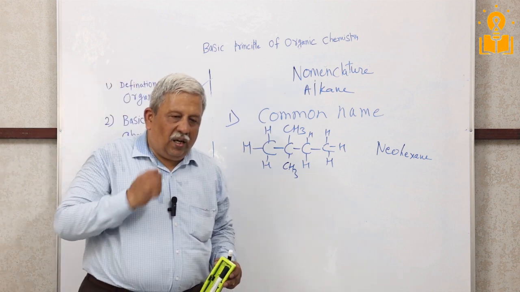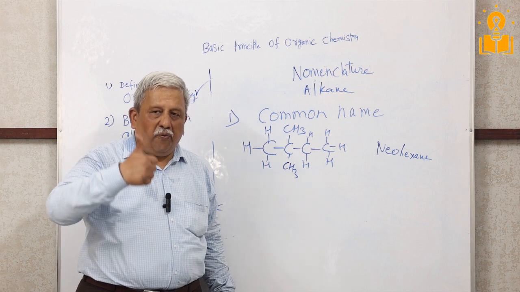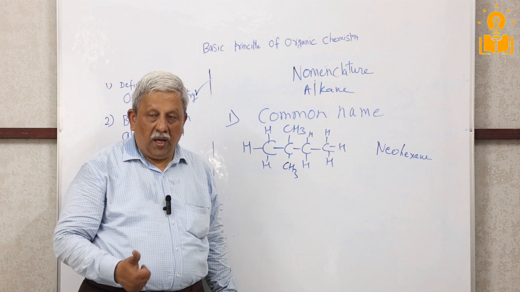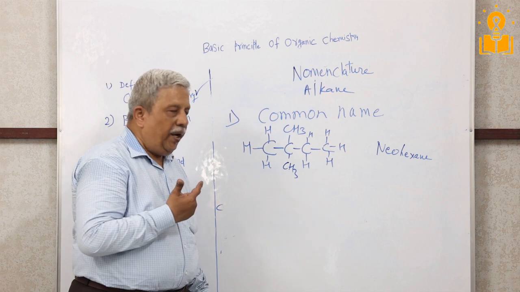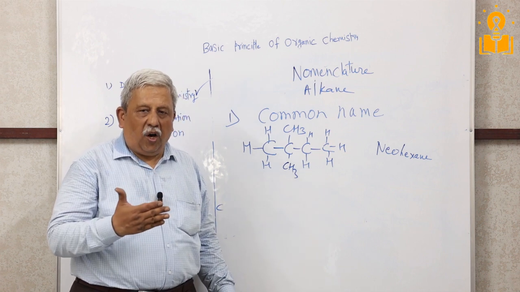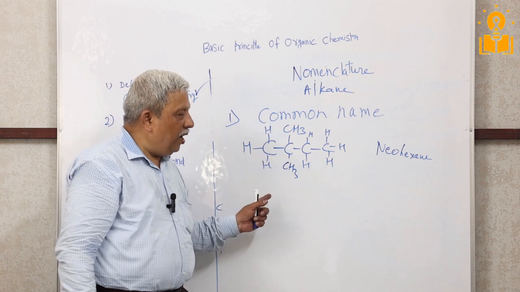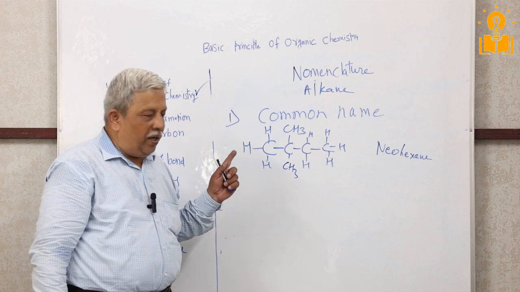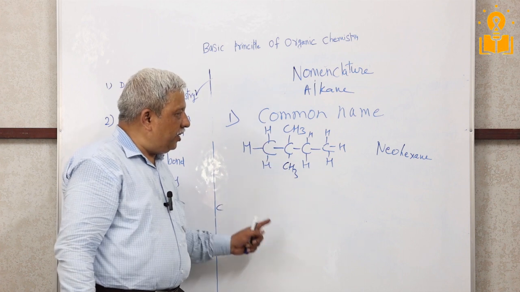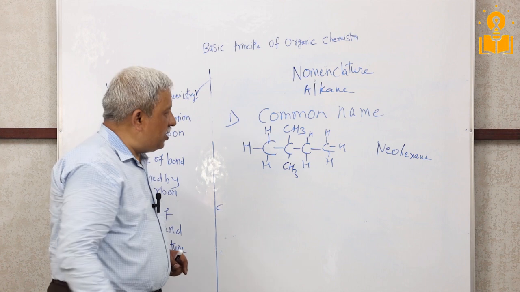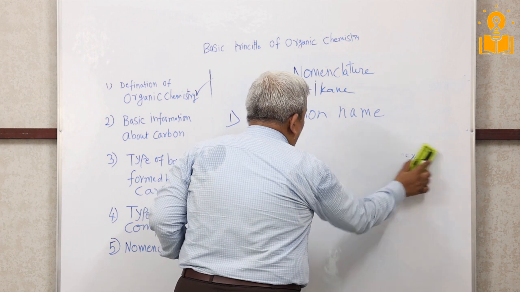So, in common nomenclature, what we have to see first is to calculate the number of carbon atoms. Then see from either side whether any side chain or substituent is present at the second carbon atom. If it is at the second carbon atom, then it will be iso. If there are substituents at the second carbon on both sides, then it is called neo. So this is what we learn as far as common nomenclature is concerned.